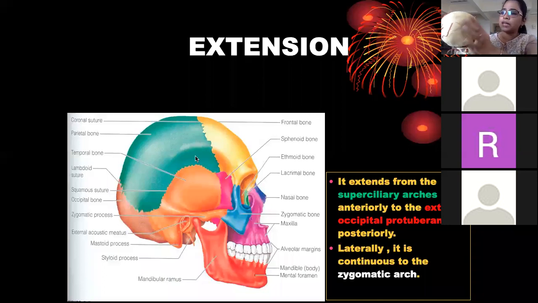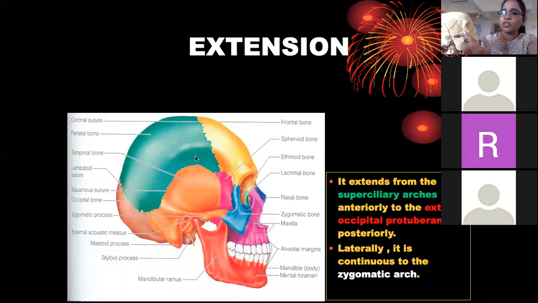Now on the lateral side, what is the extent? It is extending to the zygomatic arch. Can you see this bone on both sides? On both sides we can see the cheekbones. Please try to feel it on your own body so that you understand naturally what it is. So here and here you have the cheekbones. What are these bones called? Zygomatic bones.